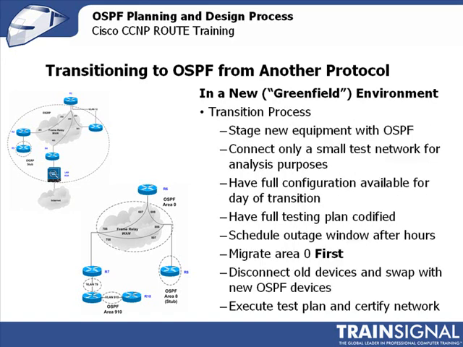And the transition process using new equipment is actually a lot easier. You stage new equipment with the OSPF protocol. You connect a small test network for analysis purposes. You have full configuration available the day of transition. One of the things that's different in this versus when we talked about EIGRP is you need to migrate areas, so you want to start with area 0 first, and then migrate the other areas as well. And then when you're finished, you disconnect your old devices and swap with the new devices. And then you execute your test plan and certify the network as ready for operation.